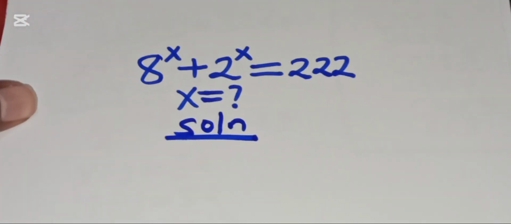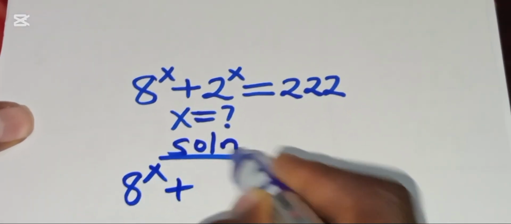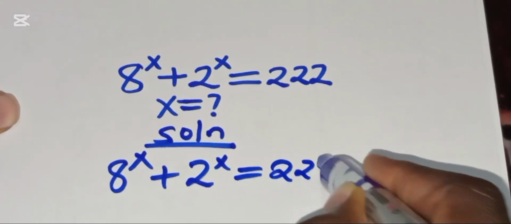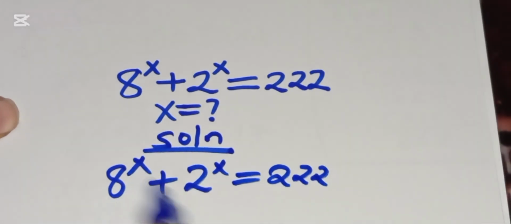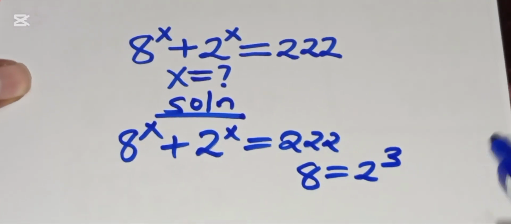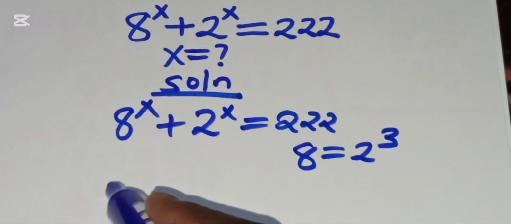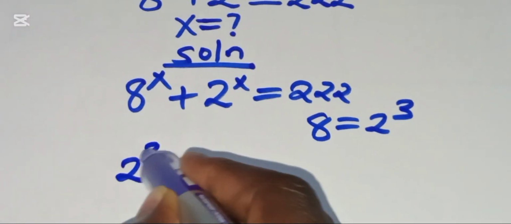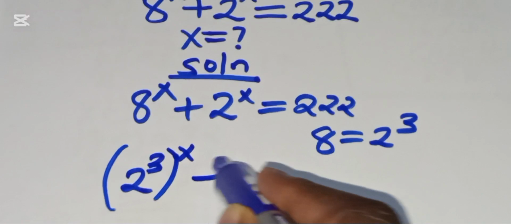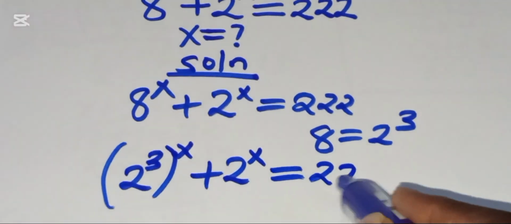So now from what we have, 8 raised to power x plus 2 raised to power x is equal to 222. Okay? 8, we can express as 2 raised to power 3. So in this case, we are going to have 2 raised to power 3, raised to power x, plus 2 raised to power x. This is equal to 222.